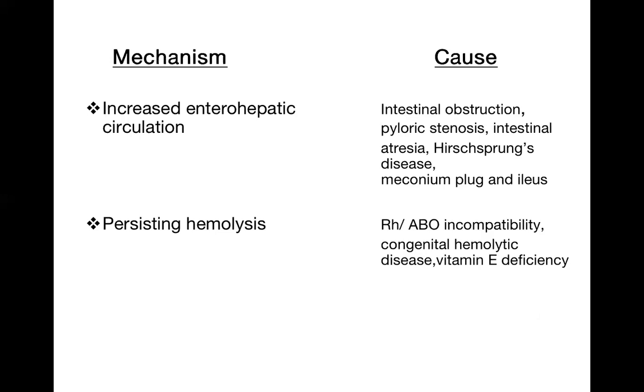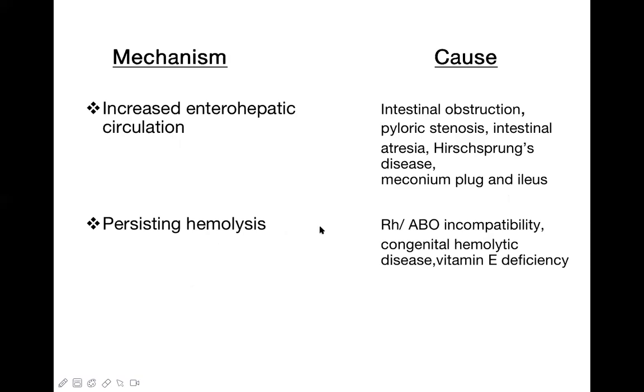Pyloric stenosis, same type of condition. Intestinal atresia, where the intestine is not formed properly. Hirschsprung's disease, where one segment of the colon is not formed, it is not contracting, it is acting like an obstructed segment. Meconium plug and ileus, where the meconium is hard and is blocking the flow inside the intestine. So all these can increase enterohepatic circulation and lead to jaundice.